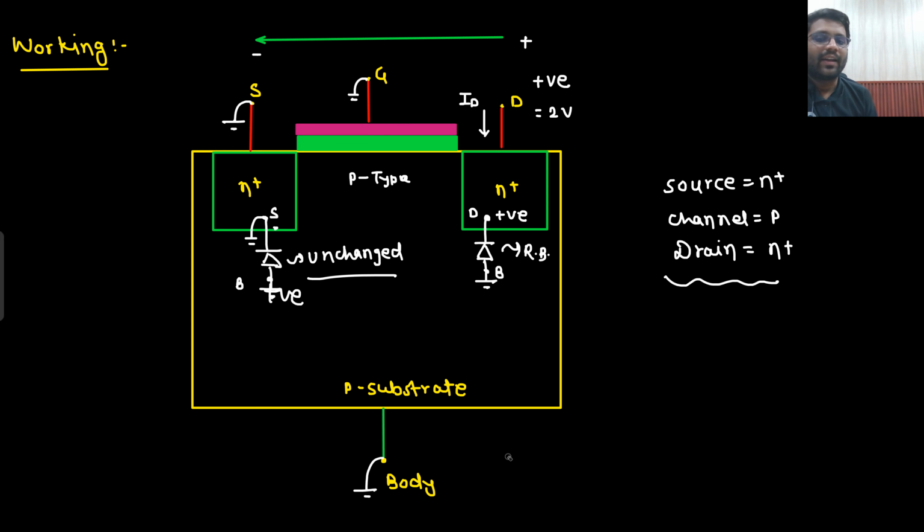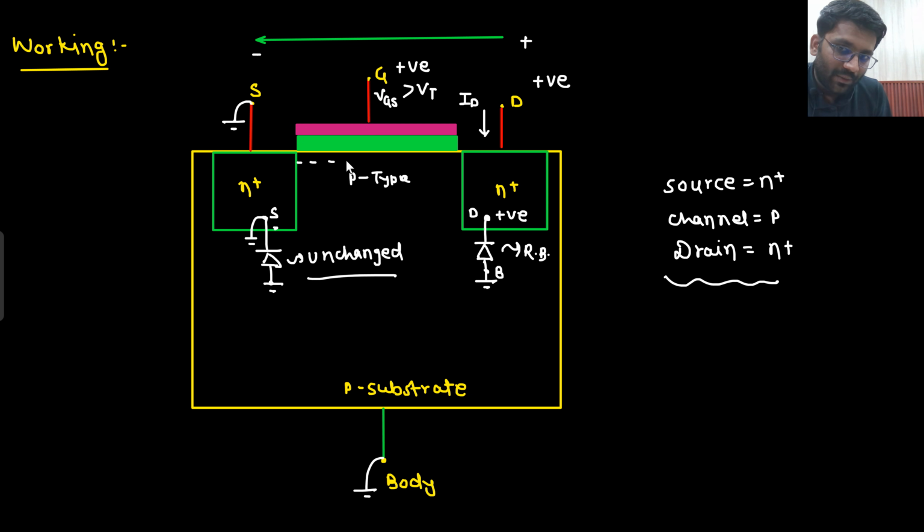I will go to the gate and ask, can you do anything? Gate will say, yes, I can do something. Gate will say that if you apply my potential, let's remove this 2 volt, if you apply VGS greater than VT, then sir, near my surface, this P type I can convert to N type. This is what the gate will say.